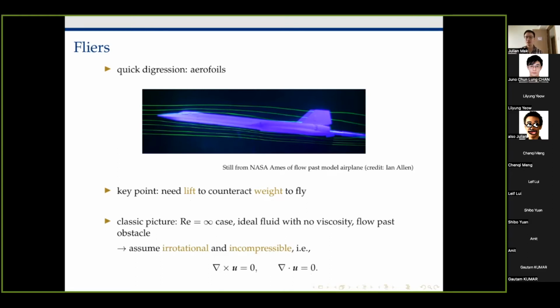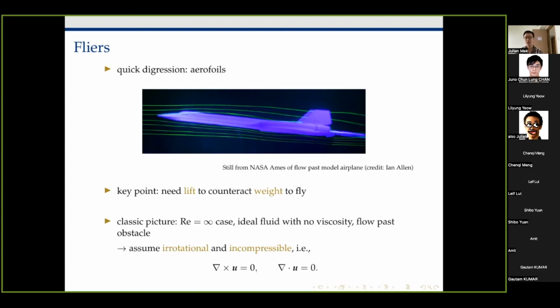So what you do is you say, okay, let's take the Reynolds number infinity case. So you have no viscosity whatsoever. And then if you do a change of frame, because the Navier-Stokes equation is Galilean invariant, you can just change the frame. So instead of a thing flying through a fluid, you have a fixed thing and the fluid is moving past the obstacle. So you turn it into a problem of flow past the obstacle.